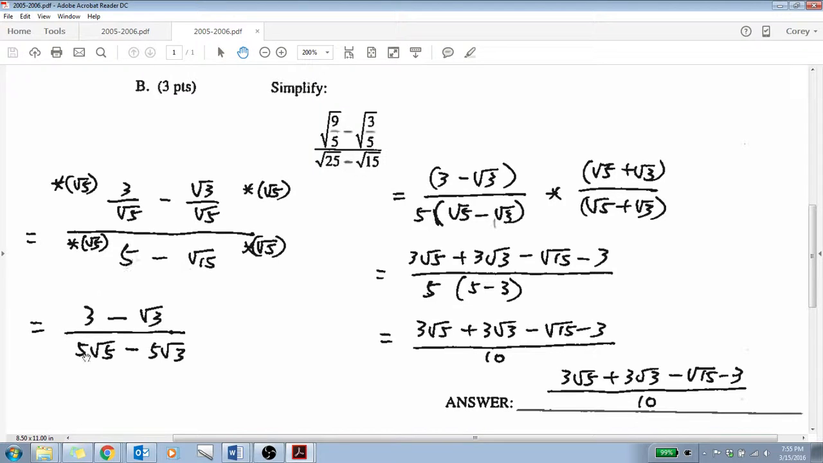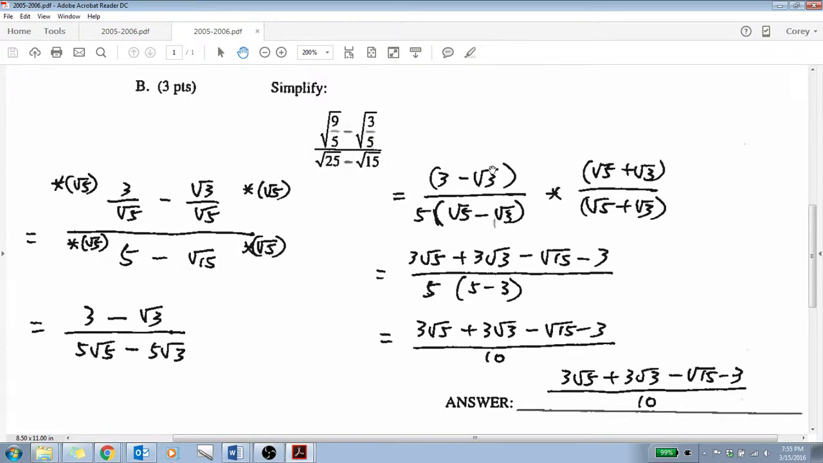So it's going to be 5 square root of 5 minus, and then square root of 15 times square root of 5 would be square root of 75, which can simplify, and you're going to get 5 times square root of 3. So I have this, and we're getting closer to our final solution, but I cannot have a radical in the denominator. So I need to rationalize the expression.